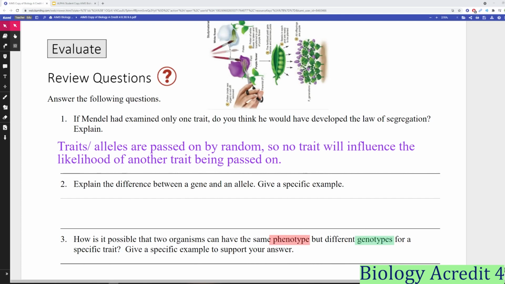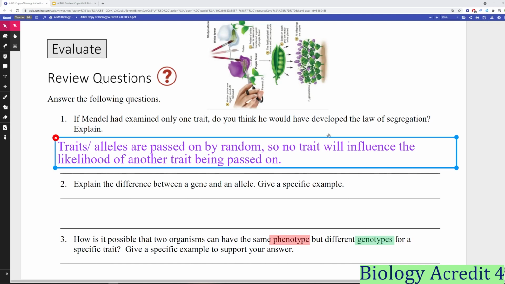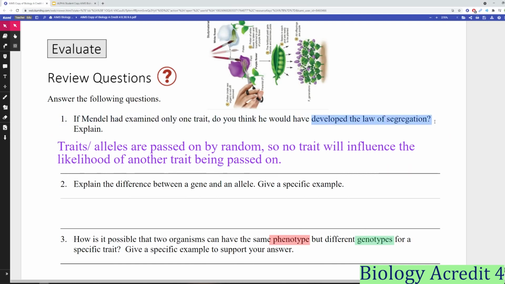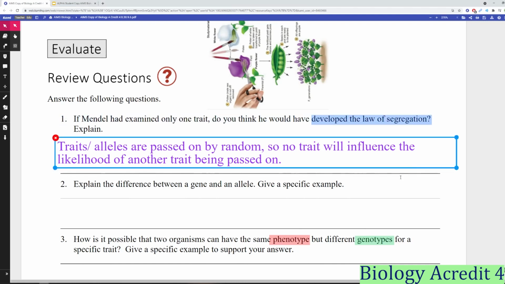So if your siblings have a certain trait, you are just as likely to have that trait or to not have that trait. It is completely random. Not one trait will influence another trait, and if it's going to be inherited or not. So we have developed that as the law of segregation.